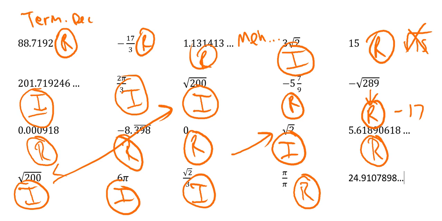24.910798... This is an irrational number. It keeps going on and on and on forever.